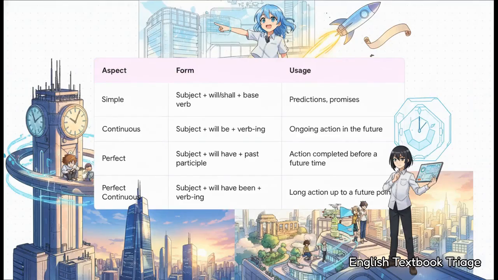And now for the future. Simple future is our basic sketch of what's coming, a promise, a prediction. Future continuous helps us imagine an activity that will be in progress at some point down the road. And future perfect? Oh, it's a fantastic tool for planning. It describes an action that will be completed by a specific time in the future. Think of it like setting a project deadline.